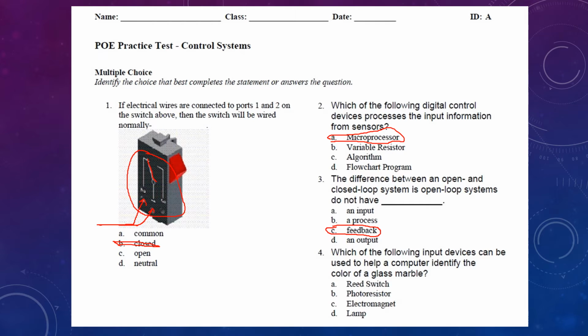Number 4, which of the following devices can be used to help a computer identify the color of a glass marble? So in the color of a glass marble, this is going to be B. It's going to be a photoresistor. The photoresistor is actually something that is used with the Fischertechnik device. Our VEX stuff, we did not have a photoresistor. We did have a light sensor and a line follower. That's the closest thing to that.